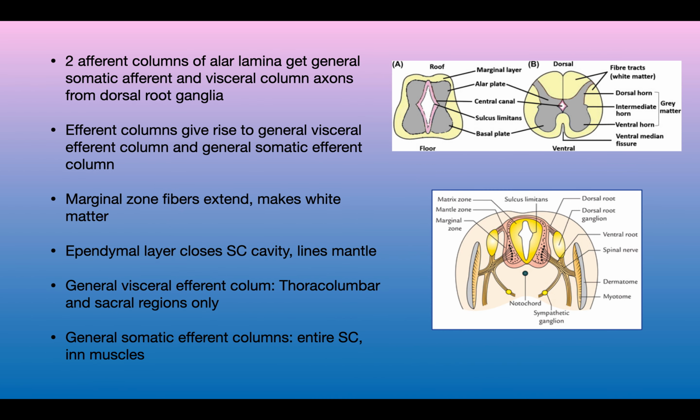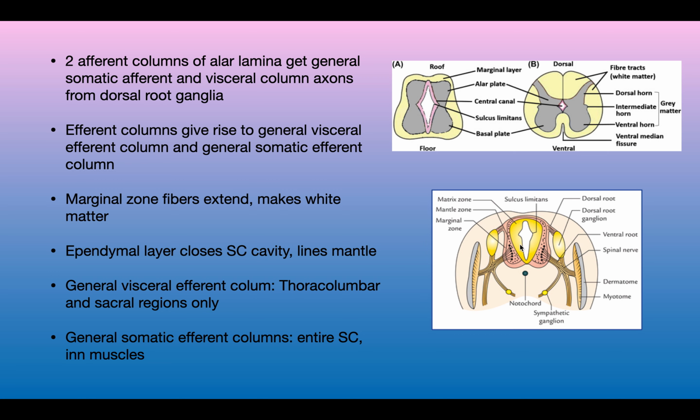The two afferent columns of the alar lamina, so alar is sensory, will get the somatic and visceral column axons from the dorsal root ganglia. And the efferent columns will give rise to the general visceral efferent column and the general somatic efferent column. So it's going to have connections to the intestines and the muscle. The marginal zone fibers will extend and make the white matter.